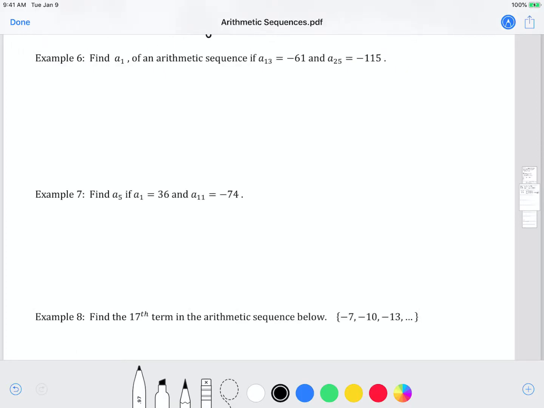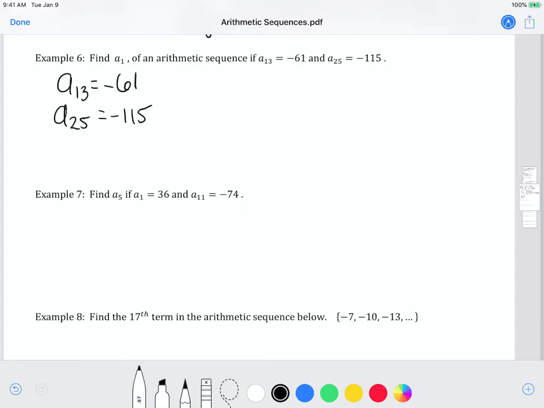For example 6, it says find a_1, which is the first term of an arithmetic sequence, if a_13 is negative 61 and a_25 is negative 115.